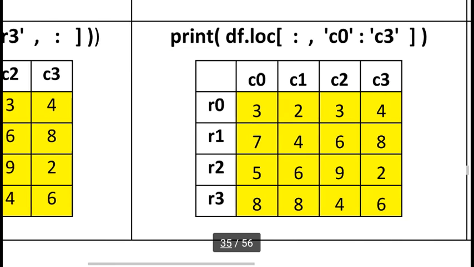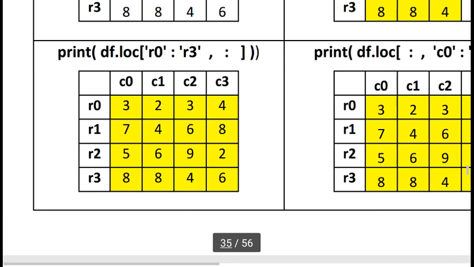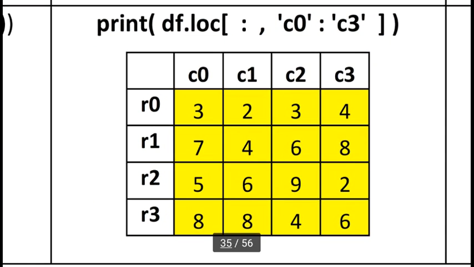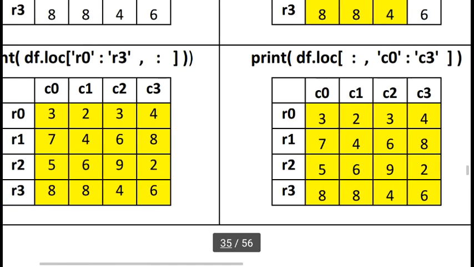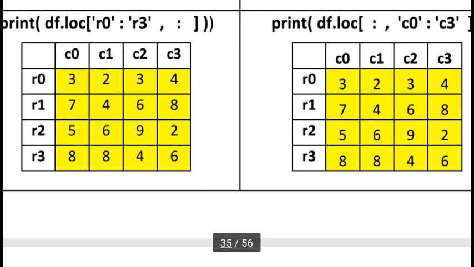So we have two styles to access the complete table. You can see we can also use df.loc[r0:r3, :], but here I'm using colon. So you can see the complete table. We can also access the same thing using the column basis: df.loc[:, C0:C3] means all the rows and C0 to C3. So we have two ways, but we get the same result. We can use r0 to r3 and colon, or we can use df.loc[:, C0:C3].